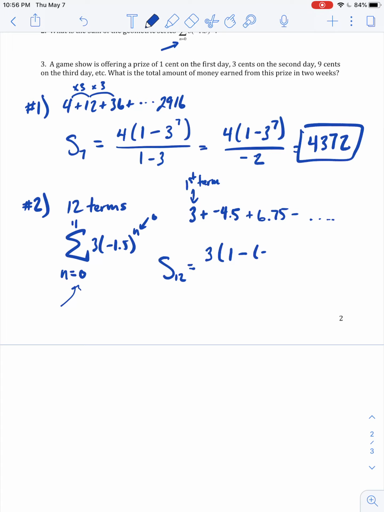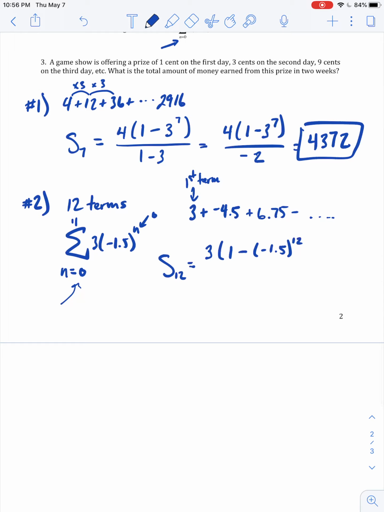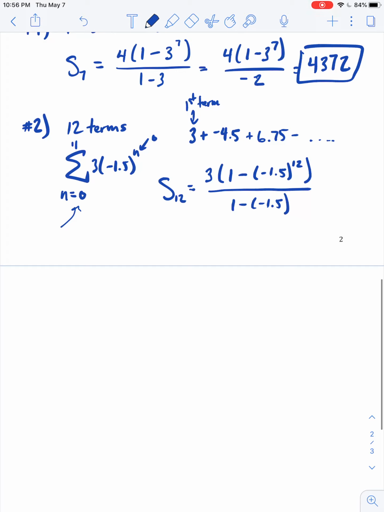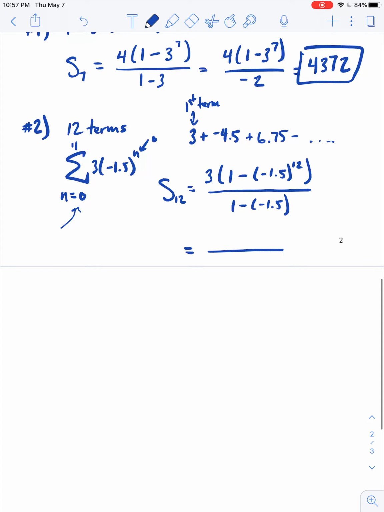1 minus the ratio, which is negative 1.5, raised to the 12th, because there's 12 terms, all over 1 minus the ratio of negative 1.5. Now, this is where we get some mistakes. You've got to be very, very careful here, because on the bottom, 1 minus a negative would make it a plus. So this would be 2.5 on the bottom.